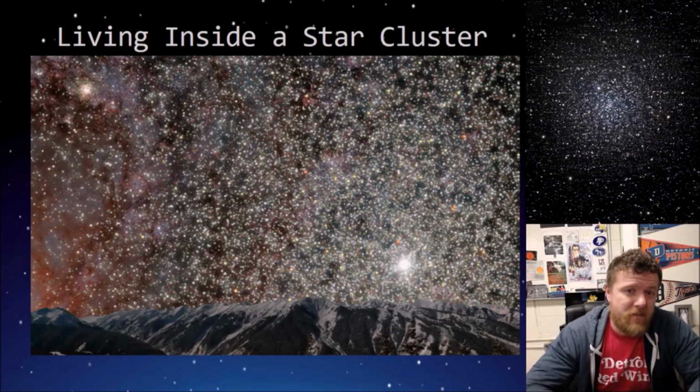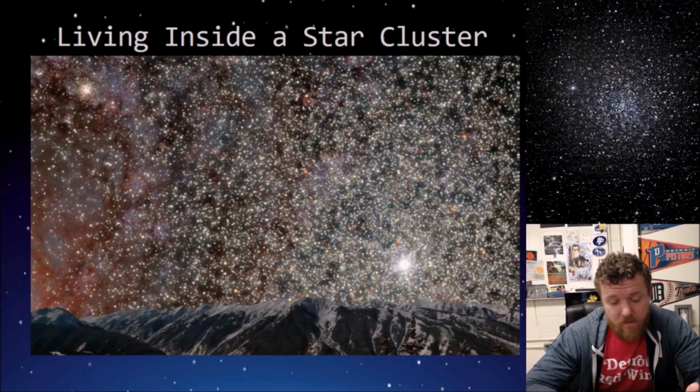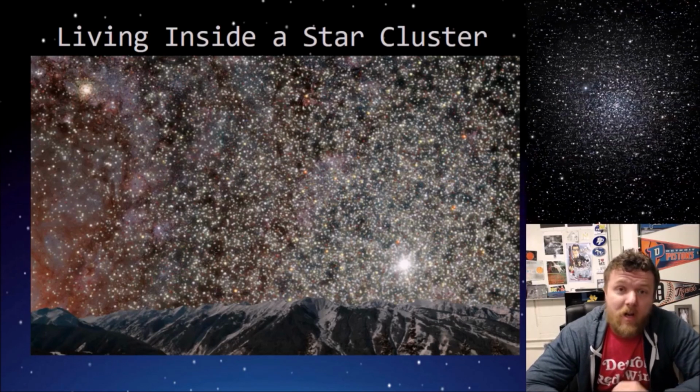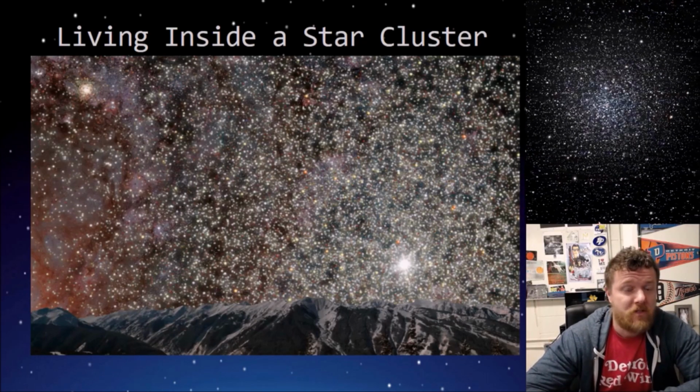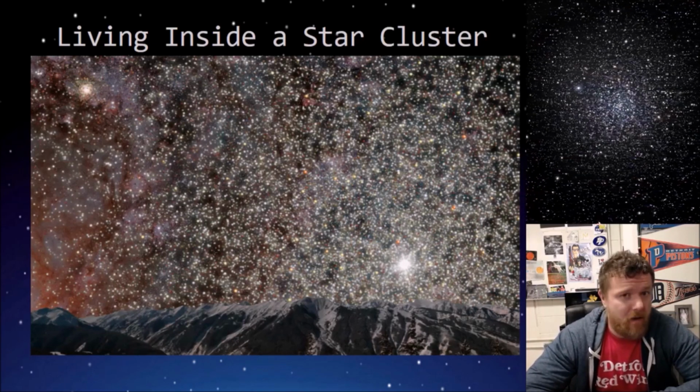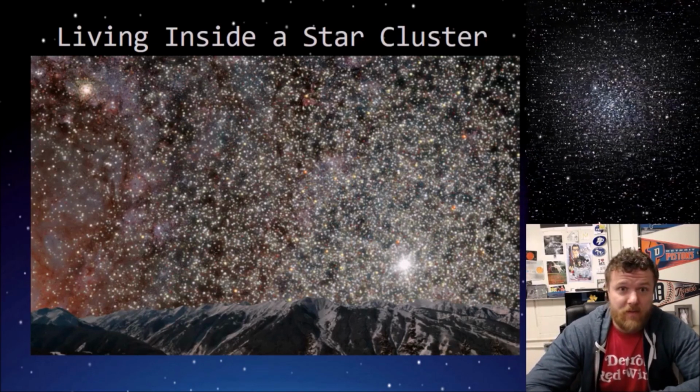Also remember that with this many stars, you can have supernovas, you can have gamma ray bursts, extra ionized radiation coming from all of these stars. It would be much less likely that life could develop on a planet orbiting a star in a globular cluster. It's because there's so many stars there.